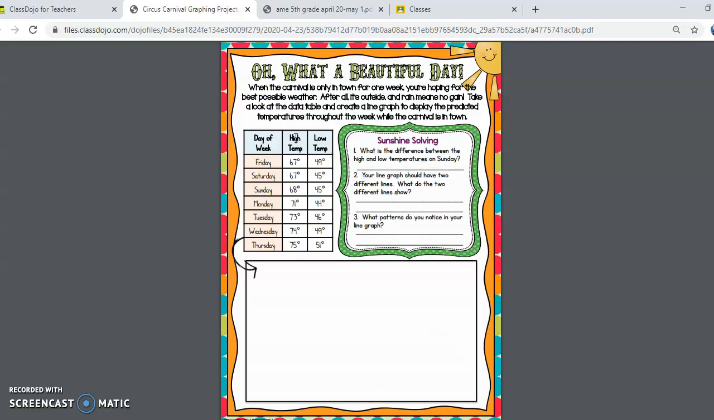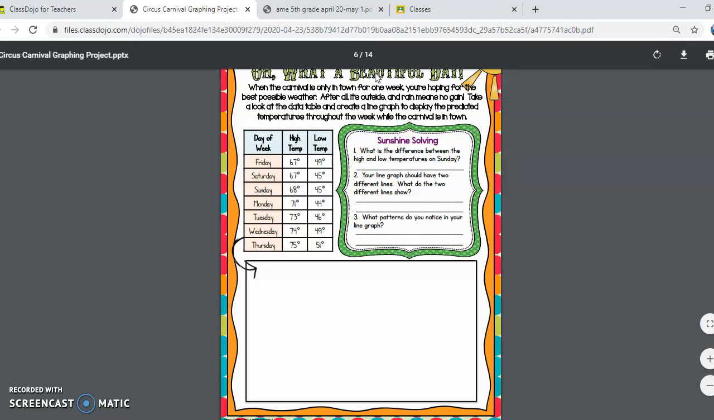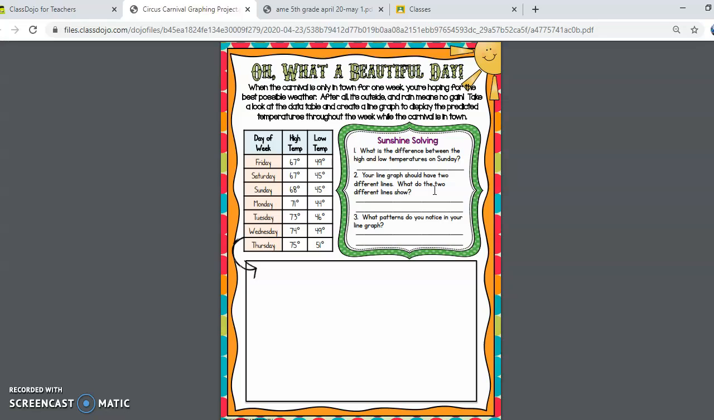Then also today, this is a day of the week, the high temperature and the low temperature. So you create a line graph to display the predicted temperatures throughout the week while the carnival is in town. So what's the difference between the high and low temperatures on Sunday? You're just subtracting. Your line graph should have 2 different lines. What should they show? I'll help you with that one because we really haven't got into that a whole lot. It should be your high temperature and your low temperature, and then let's talk about the patterns. If you need help, let's look here.